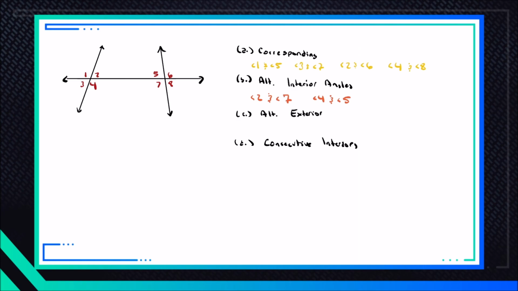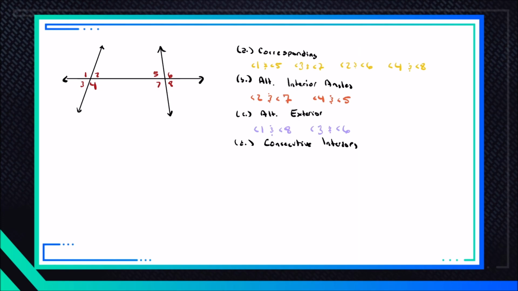Next, let's take a look at alternate exteriors. So we're going to be on the outside. We're going to go across the transversal. Oops, that's not across the transversal. Go across the transversal to there, to 8. So we're going to have angles 1 and 8. Or 3 and 6. Notice that these numbers are different from our previous numbers. So always be mindful that the numbers might not always number up the same. Somebody might do something like 1, 2, 3, 4. So always be mindful of the numbers.